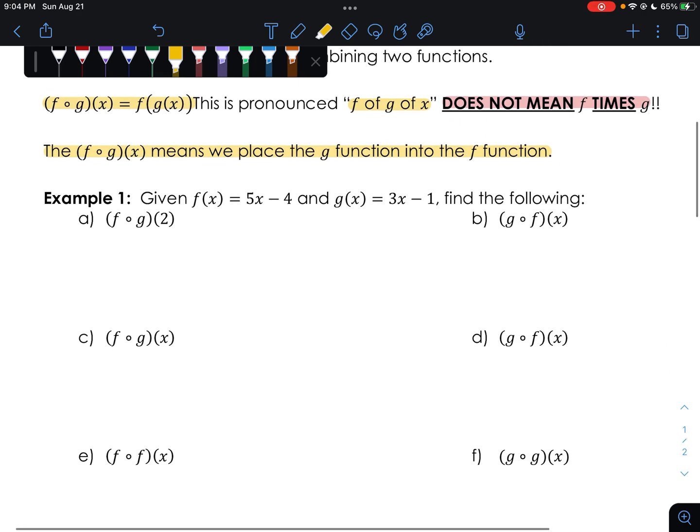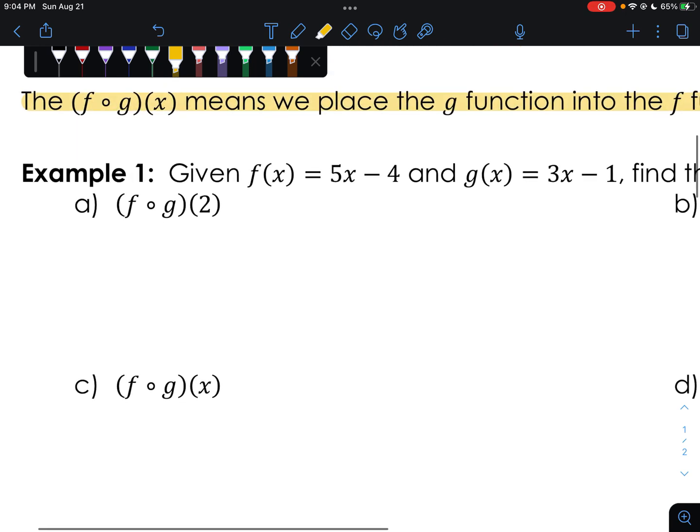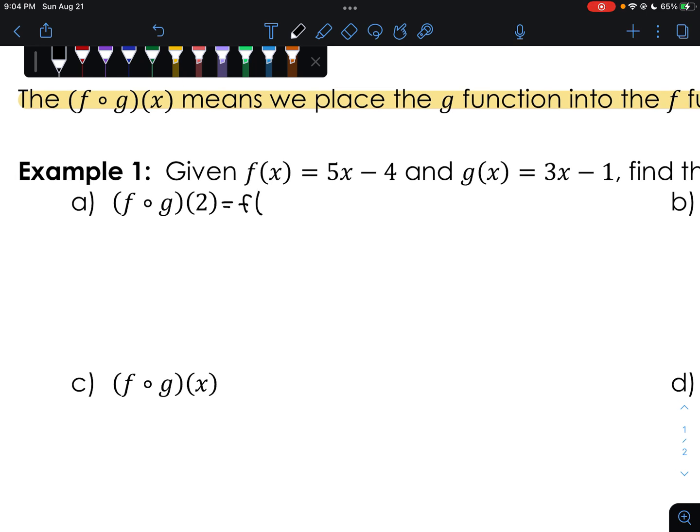So here's our example 1. Given f of x equals 5x minus 4 and g of x equals 3x minus 1, find the following. We're starting with f of g of 2. What is most helpful is if we rewrite this as f of g of 2. Notice how I wrote the g of 2 in red. We're going to start from the inside and work our way out. So the first thing we're going to find is g of 2.